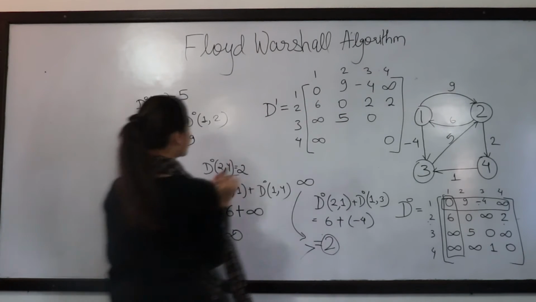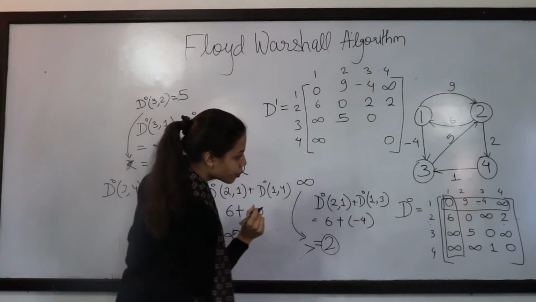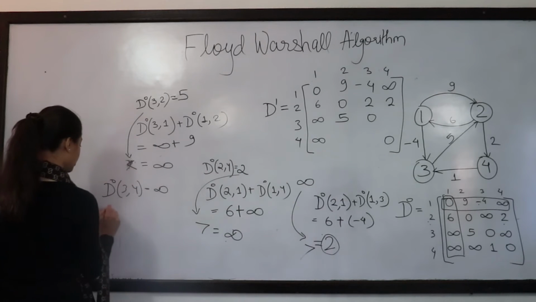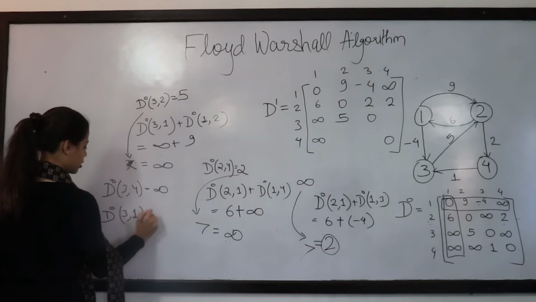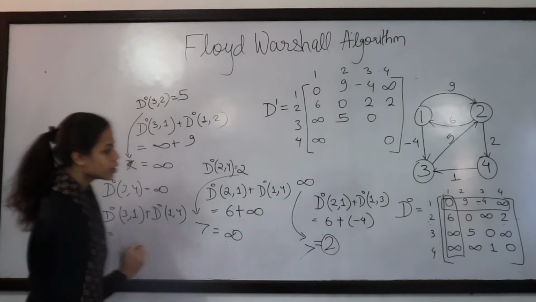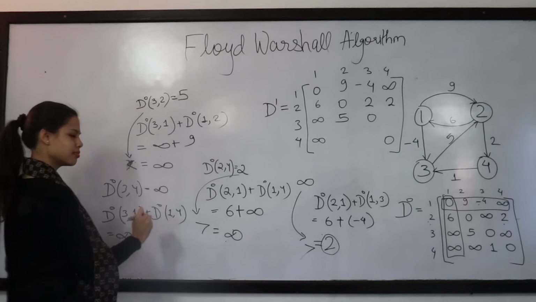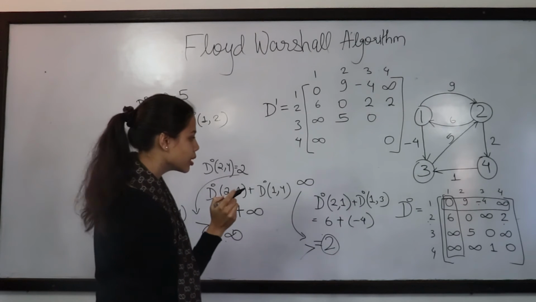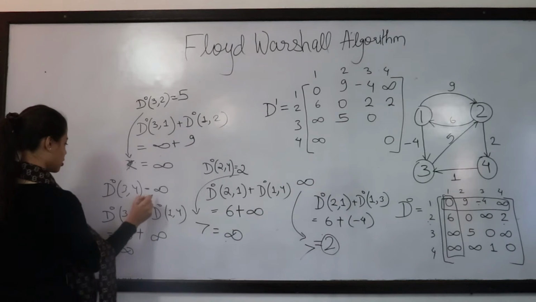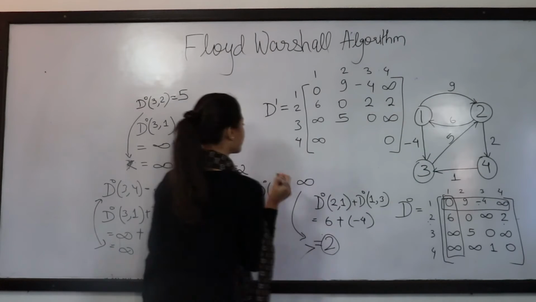Now from 3 to 4, we have the value infinity. Now via 1, we will get 3 to 1 infinity plus 1 to 4, which is infinity. We get the same value, so we write here infinity.